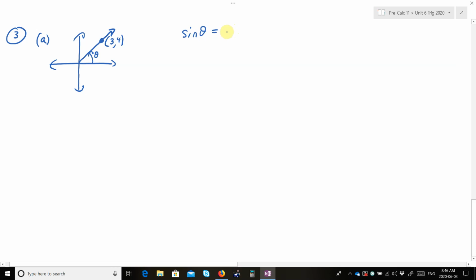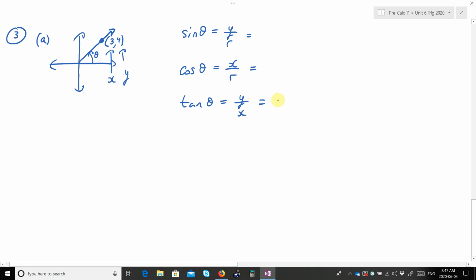Okay, and the definitions of sine, cos, and tan are the following. Sine is y over r. Cos theta is x over r. And tan theta is y over x. Of course, as the coordinates go, that is x and that is y, so tan theta is y over x, simply 4 over 3. We need to figure out r, the radius, and remember we had that little property x squared plus y squared equals r squared.